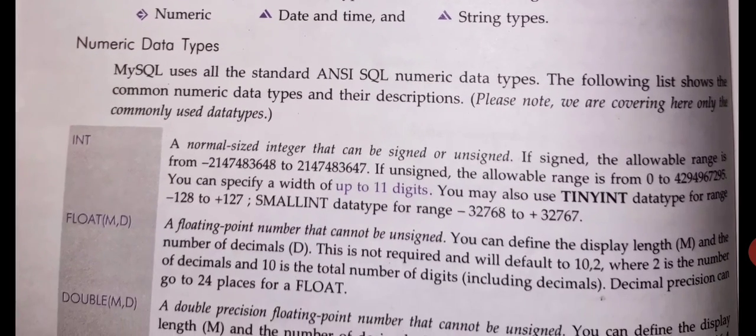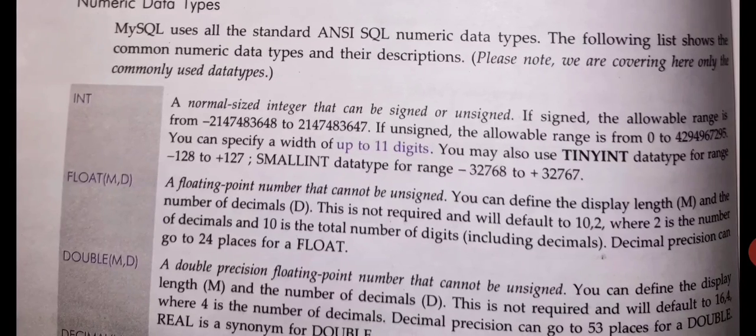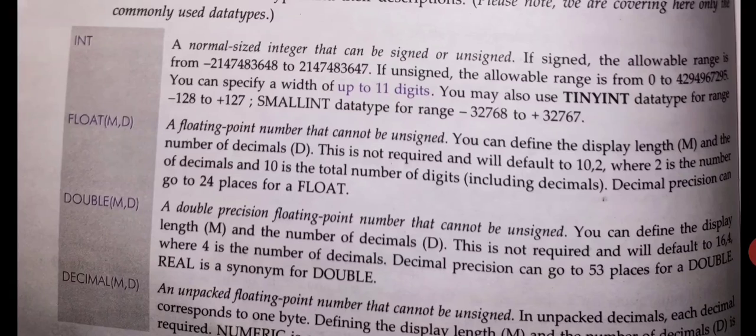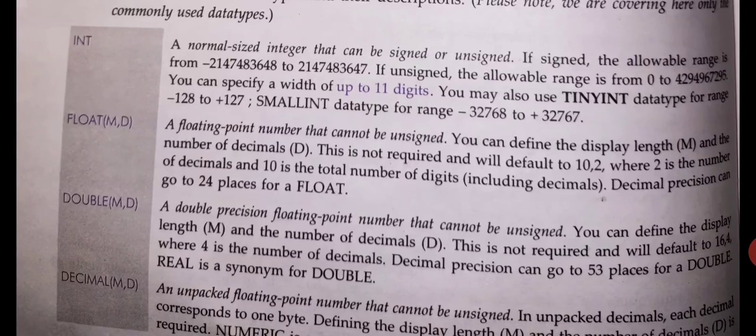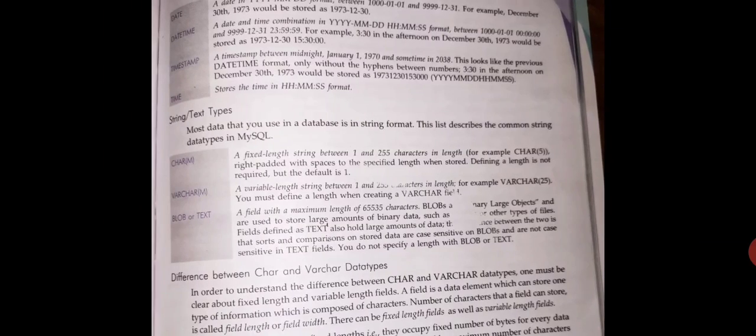This is the list of numeric data types that MySQL uses. int refers to integer, a normal size integer that can be signed or unsigned. If signed, the allowable range is given. If unsigned, the range from 0 is given. Then float, a number that cannot be unsigned. Then double. Then decimal, which is used to represent decimal values. So these are the numeric data types. More data types are there.